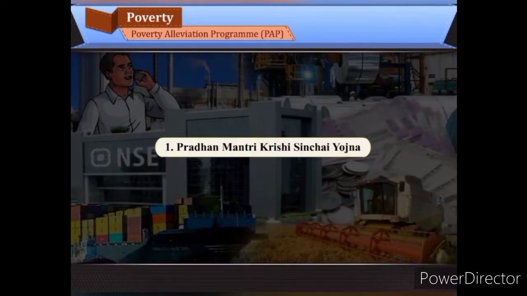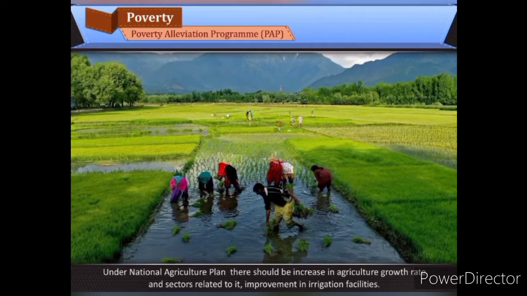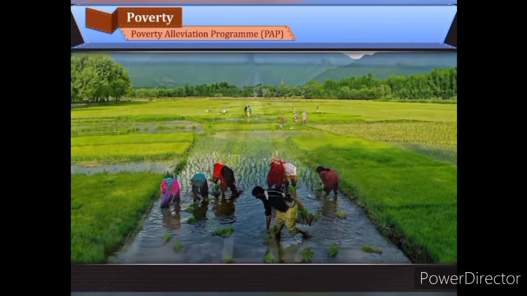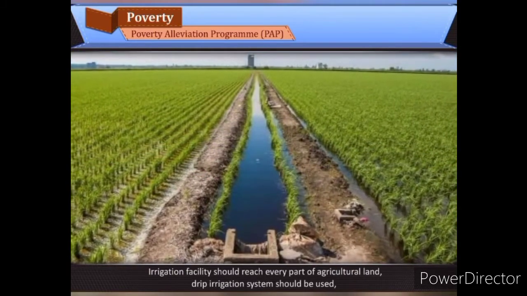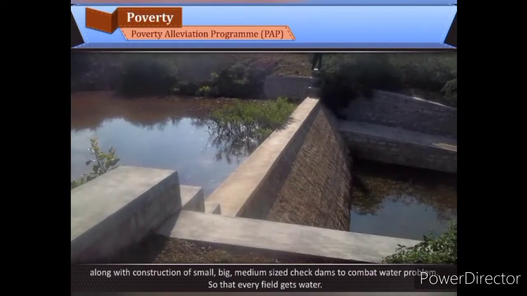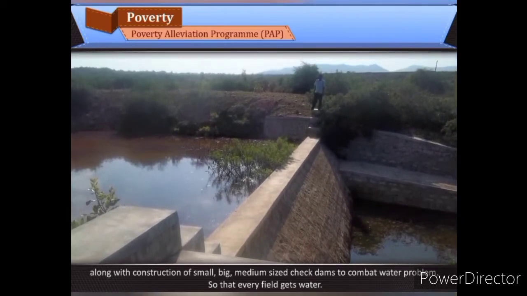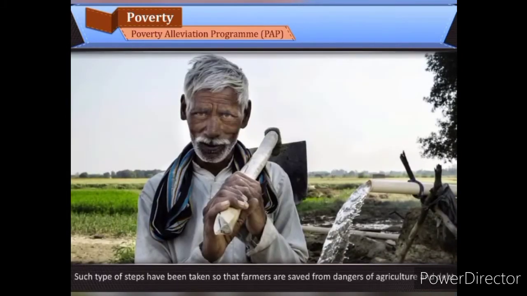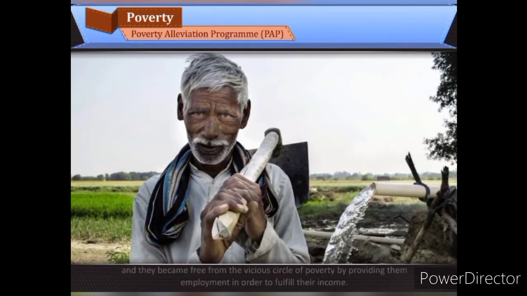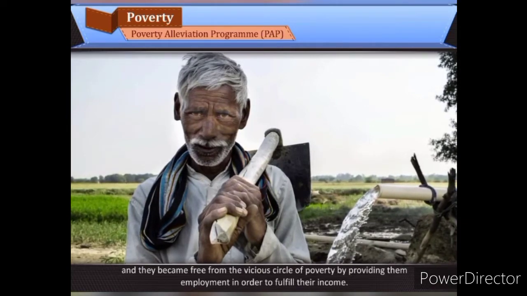Pradhan Mantri Krishi Sinchai Yojana. Under National Agriculture Plan, there should be increase in agriculture growth rate and sectors related to it, and improvement in irrigation facilities. Irrigation facility should reach every part of agricultural land, drip irrigation system should be used, along with construction of small, big, medium-sized check dams to combat water problem, so that every field gets water. Such type of steps have been taken so that farmers are saved from dangers of agriculture and debt, and they become free from the vicious circle of poverty by providing them employment in order to fulfill their income.